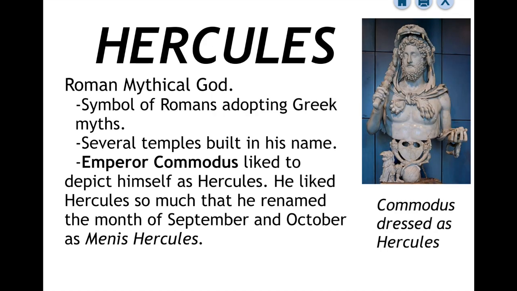So the demigod I wanted to briefly touch upon was Hercules. He's the son of Zeus, but his mother is a regular human being. And what connects him to existing Roman emperors is Commodus, the son of the last great emperor, Marcus Aurelius. He liked Hercules so much, he actually renamed the month of September and October after Hercules, and he would often dress up, as you can see in that picture on the right top there, looking like Hercules.